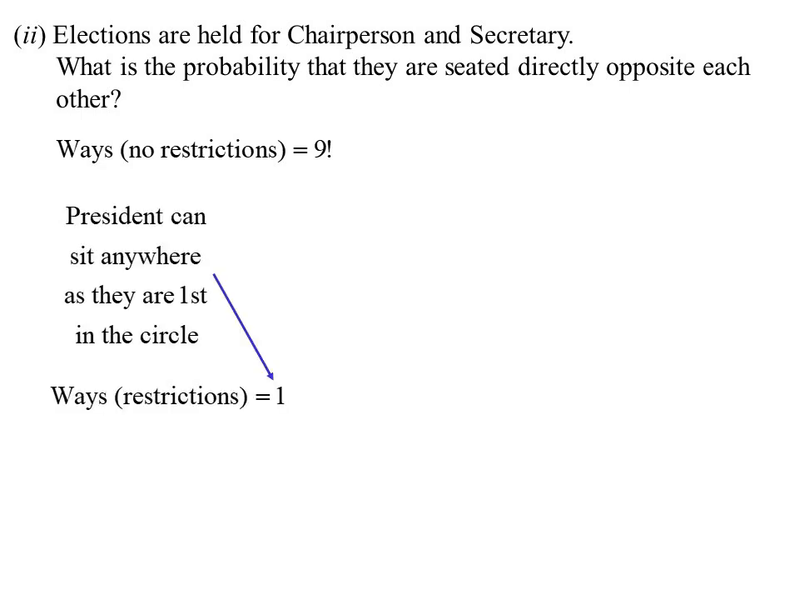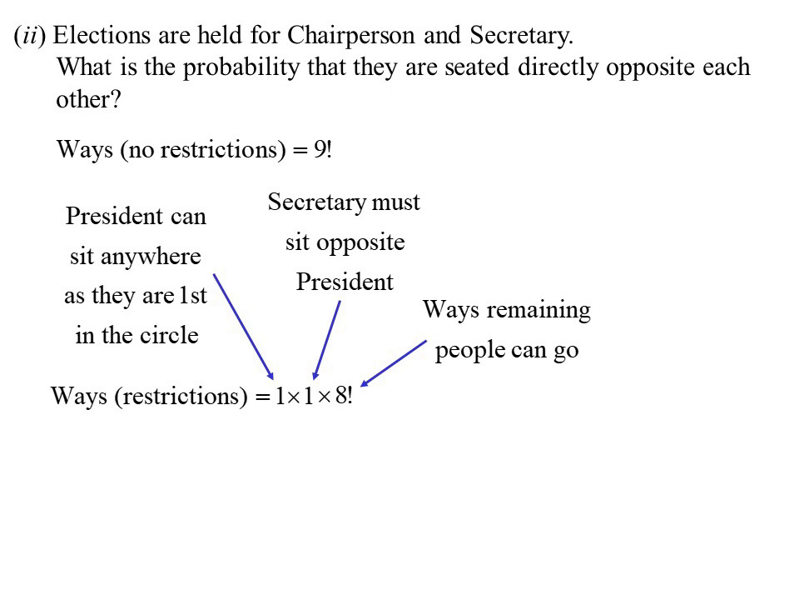The chairperson, who's now made themselves more important and is now called the president, can sit anywhere in the circle because they're the first person we're going to place. There's only 1 spot they can go. But now the secretary has to sit opposite the president, so there's only 1 spot they can go. We now have to seat the rest of them, and there are 8 other people to sit. Yes, they're going in a circle, but we no longer treat it like a circle because all of those positions are now defined. So it becomes 8 factorial, just as if we were putting them in a line.